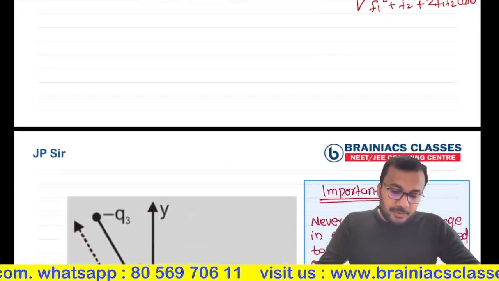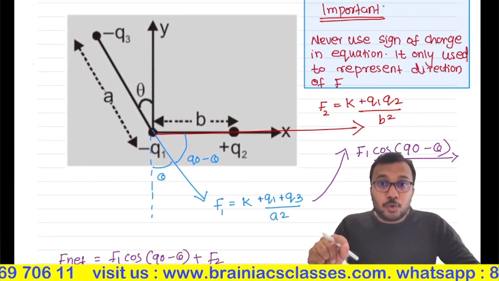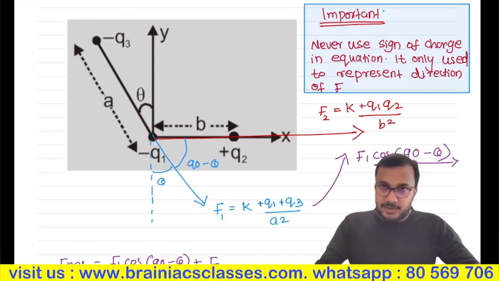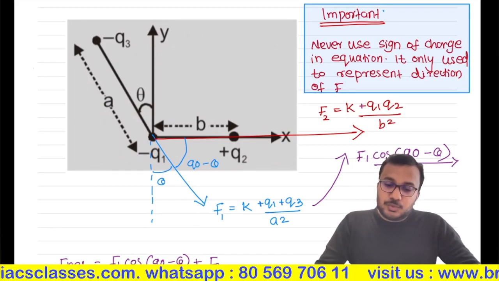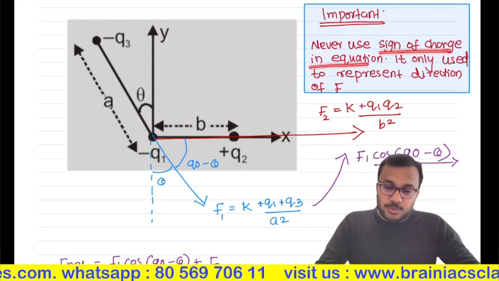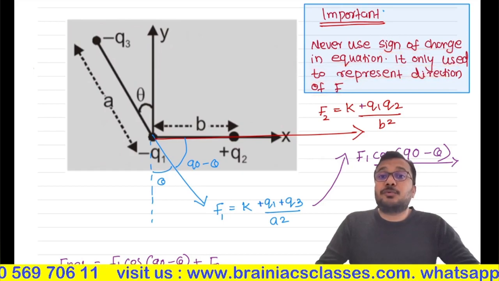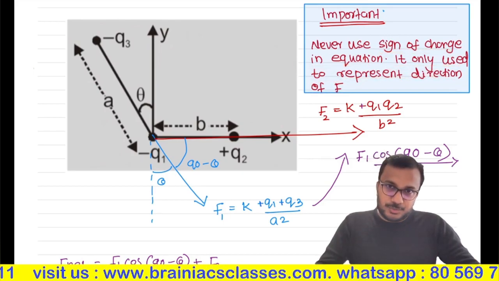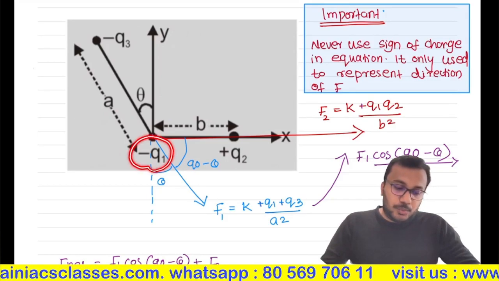Okay, now we'll go into the solution. This is the diagram given. We need to find the total force on Q1. I have written an important point here: never use the sign of the charge in the equation. It is only used to represent the direction of force. I already told this one. Next, we are going to find the force on Q1.